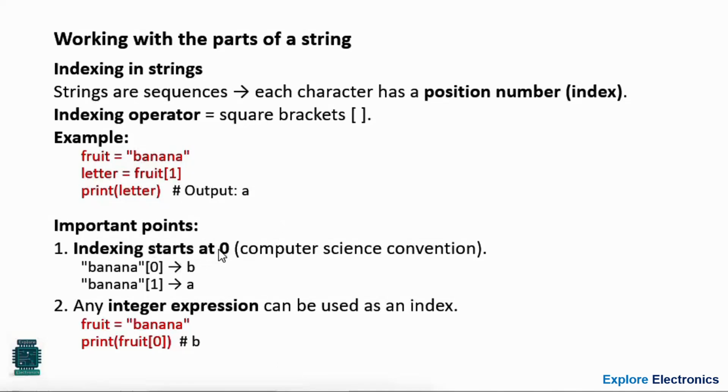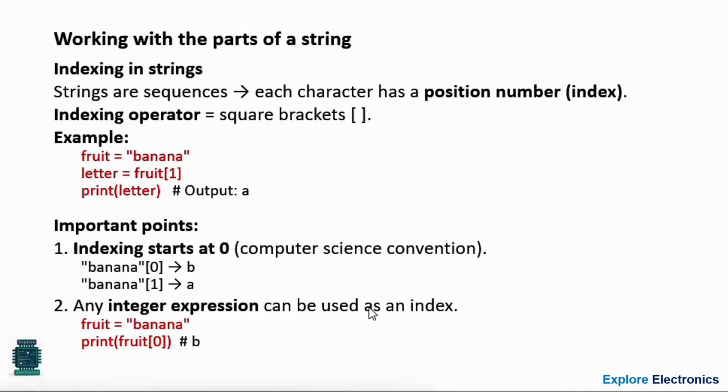Indexing starts at 0. I have told you it will start from 0. If I want 0, I have to give 0. And here is the computer science convention. In banana, 0 means it is B, 1 means A. Here in the 0th position it is B and in the first position it is A. This is how the indexing works.